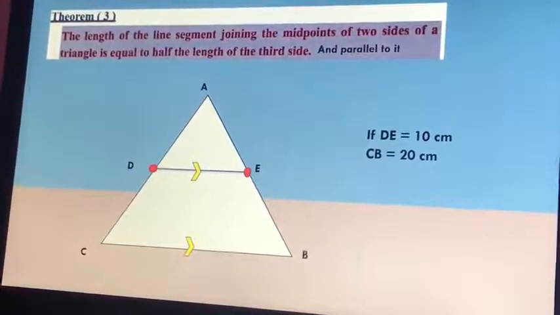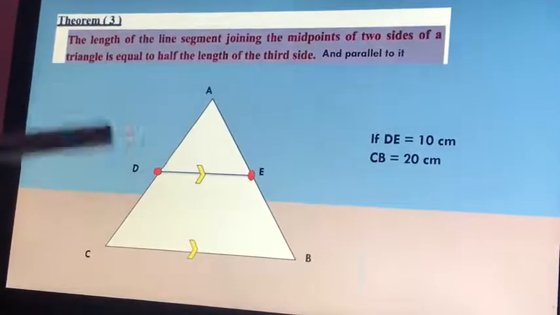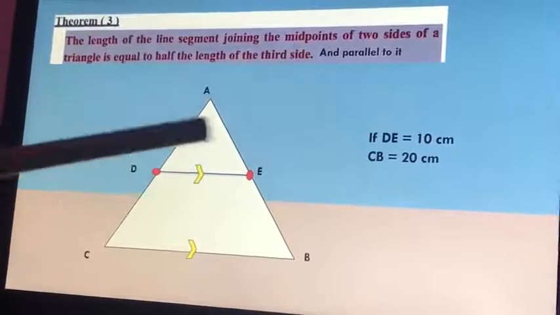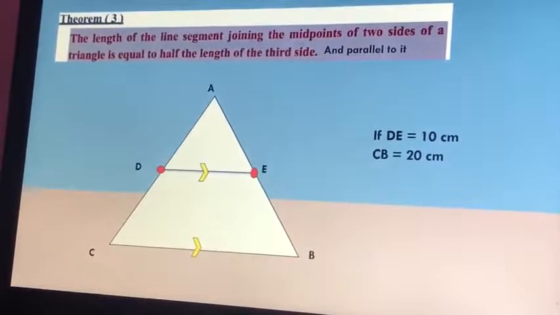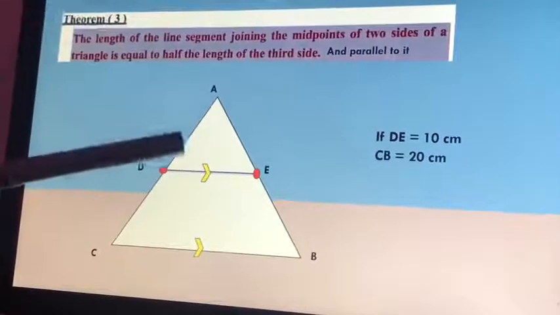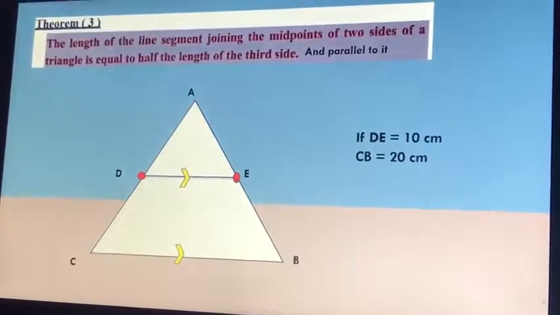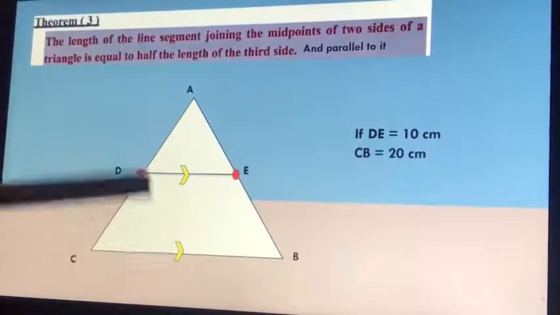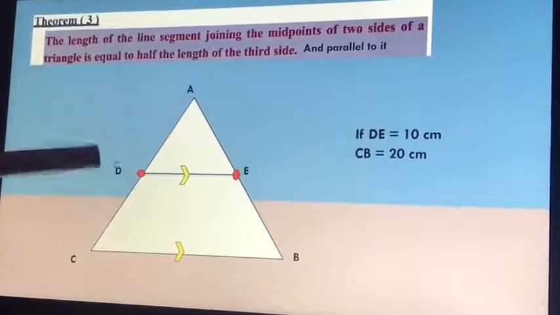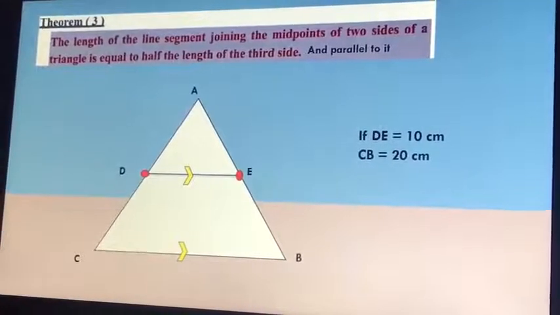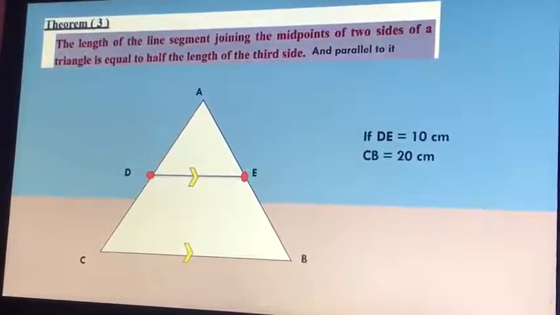Okay, boys and girls, let's repeat it once more. Here, Theorem 3 is talking about the line segment joining between two midpoints of two sides of a triangle. What will happen to this line segment? It's gonna have two things. It's gonna be parallel to the third side, and not just parallel to the third side, but it's also gonna be equal to half the third side. So DE equals half CB, and at the same time DE parallel to BC. Let's take one example to illustrate more the meaning of this theorem.